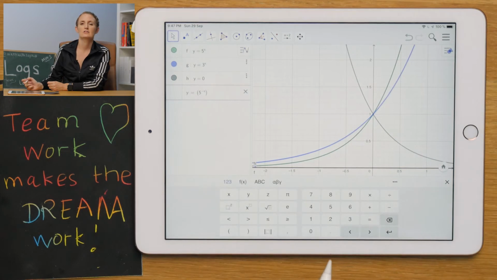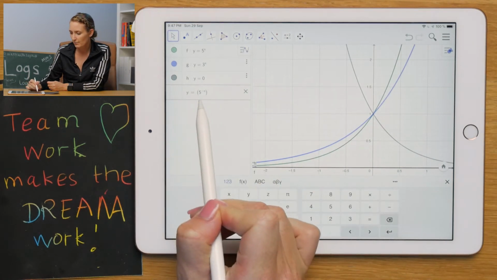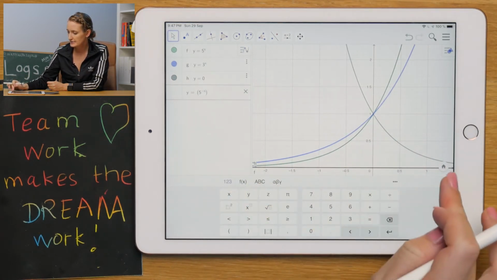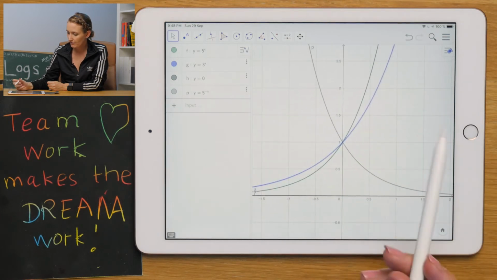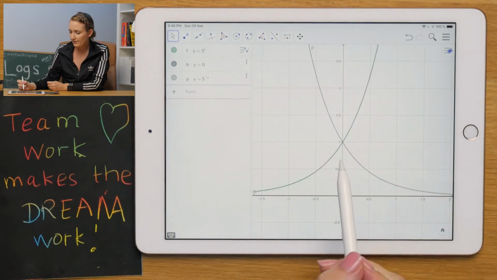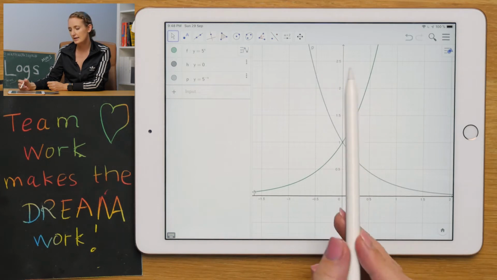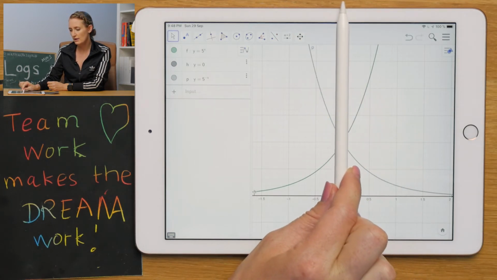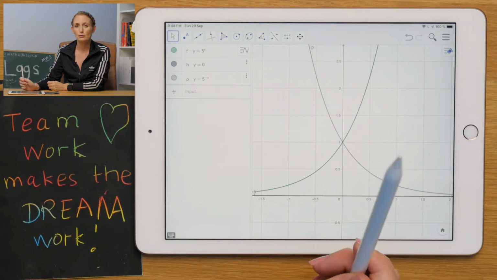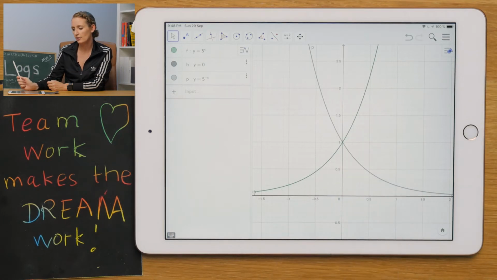The last thing I wanted to show you was if you had 5 to the power of minus x, you can see that that's going to be a reflection of the 5 to the x in the y-axis. These are the mirror images of each other. We'll talk about that more later on when we do graph transformations.